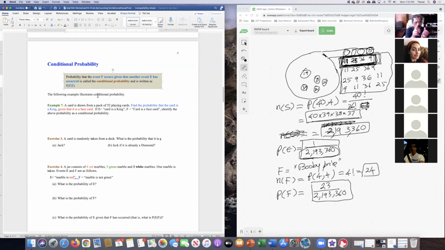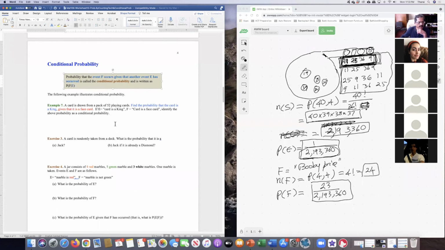So it means probability of F given E has occurred. The second one, the one in the back, is the one that has already occurred. This means the event E is going to affect F, and that's why we write the probability this way. Probability of F given E has occurred.